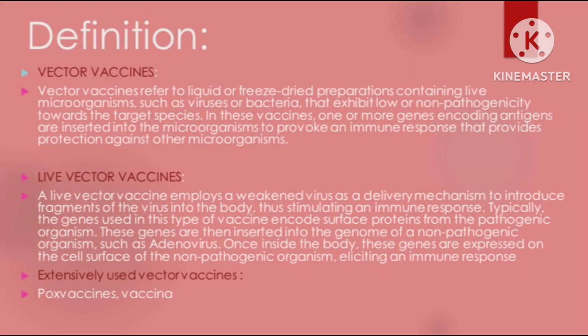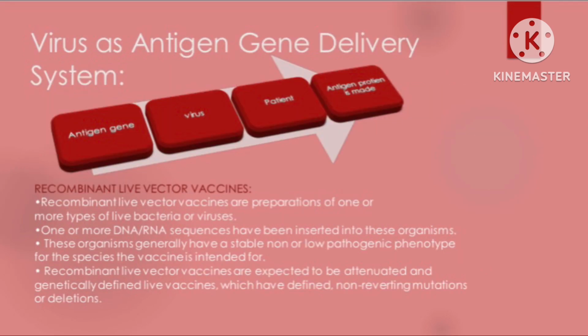Viral vector vaccines are liquid or freeze-dried preparations containing live viruses that exhibit low or non-pathogenicity towards the target species. So these viral vector vaccines basically use viral vectors to deliver the genetic material, DNA. Vaccinia virus and adenoviruses are the most commonly used viral vector vaccines.